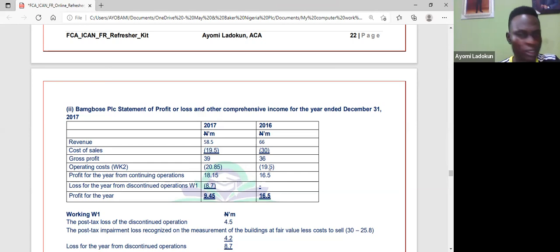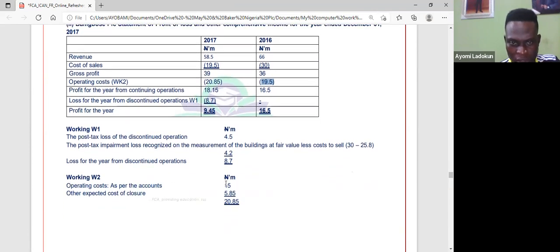Then you now go to your operating cost. So when I go to my operating cost, as for last year, we had 12 plus 7.5, it will give me 19.5, okay? But for the current year, if you look at the question, we're given other cost of closure. That was 5.85. So I will add that 5.85 to 15. In your question, you see 15 as your operating cost. So let me show you how it was done. Can you see? As per question, it was 15. Then the expected cost of closure, 5.85. So that's what we have here, and everything is 20.85.